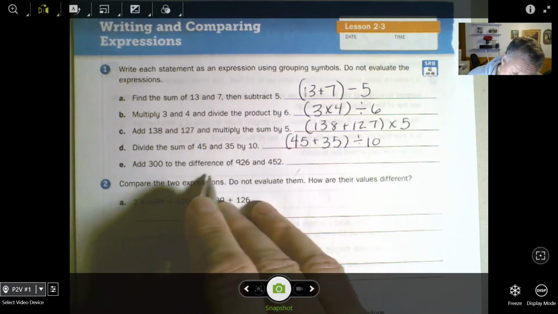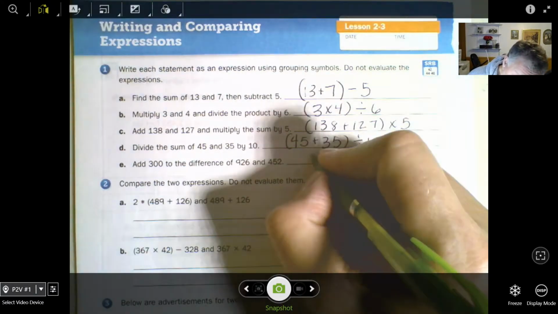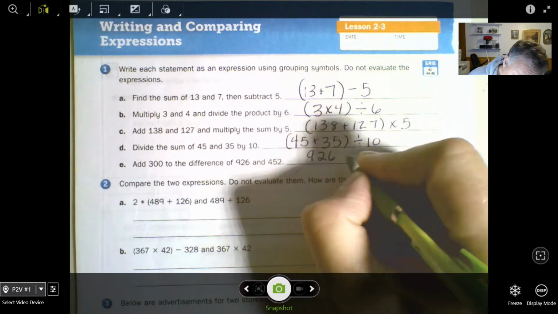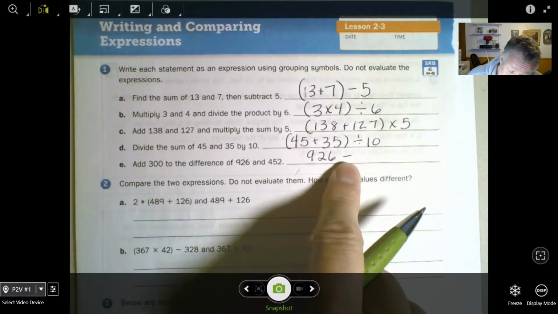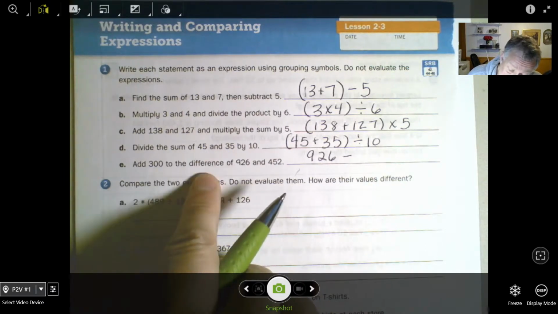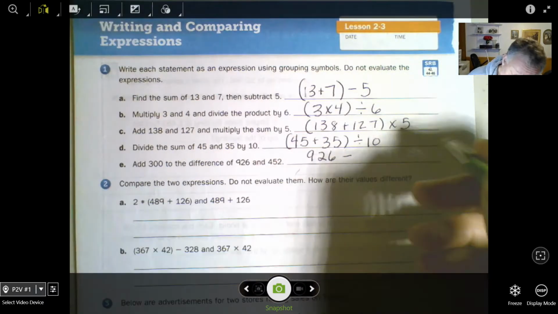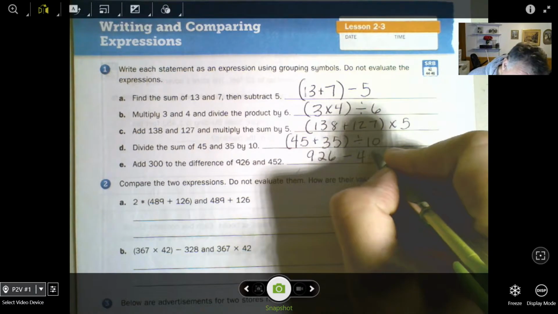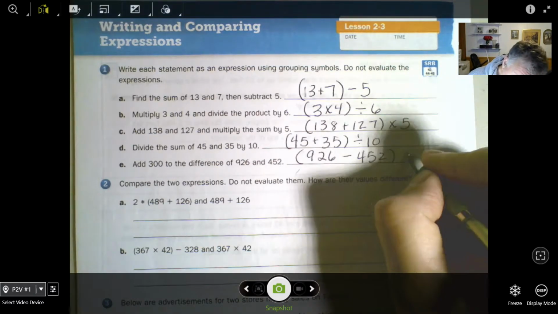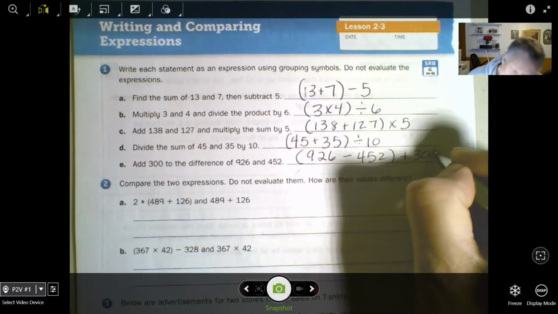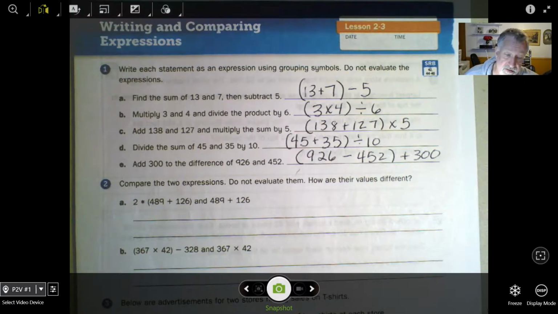Add 300 to the difference of 926 and, even though it says "and," I'm subtracting because I'm looking for the difference of 926 and 452. And I'm finding that difference first, and then I'm going to add 300 to that difference.